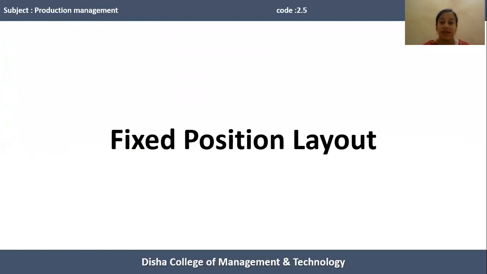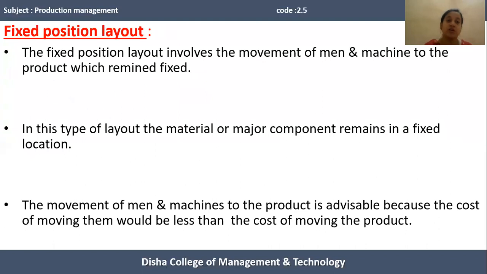Next, I will discuss another type of plant layout, that is fixed position layout. The word itself says that in fixed position layout, something is fixed. What is fixed in this type of layout? In this type of layout, the product is fixed to a particular area or particular place.